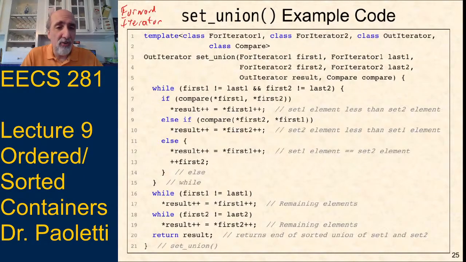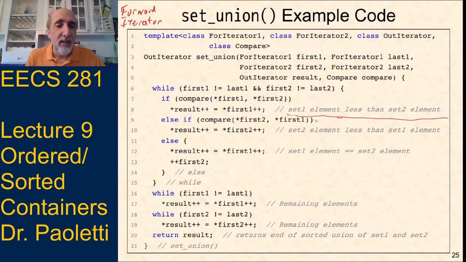So I do a comparison, and really what I'm asking, as it says in the comment here, is: is set element 1 less than set element 2? That's what the compare is doing. It is a less than compare. So if that was true, like Blake and Bob, then I would say, okay, send to the result what's in container 1 and move the iterators forward.